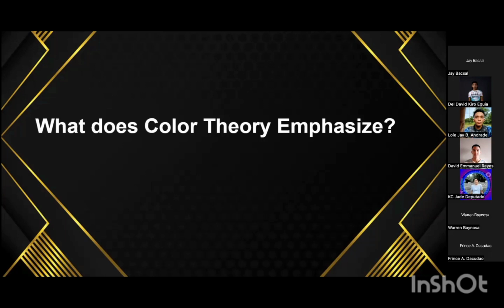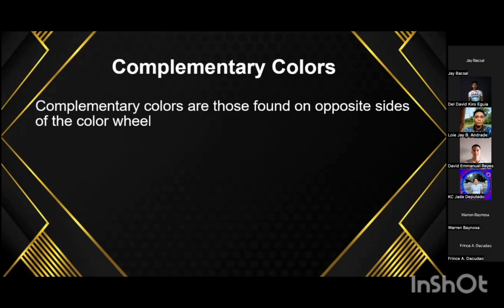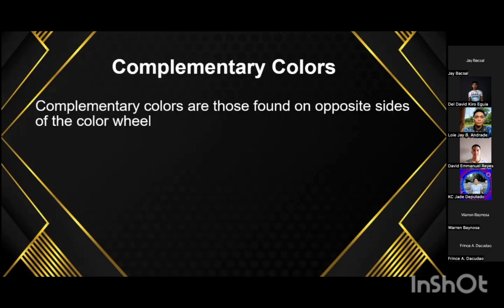Next is types of color schemes. In order to use color in photography effectively, one must learn how to create balanced color combinations. These combinations are commonly known as color schemes. First is complementary colors.